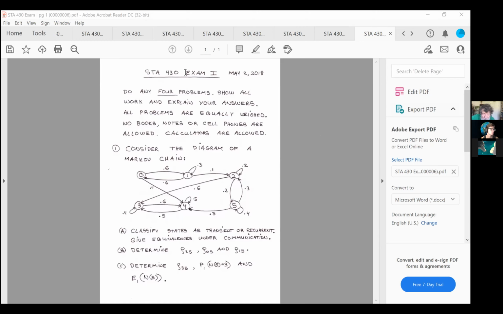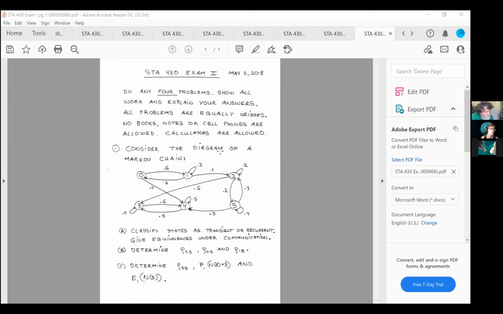Notice the class has a different number. In 2018, it was 4330. Now it's 4300. And it's not perfect, but I'm going with it. So this is typical. It says do any 4 problems.